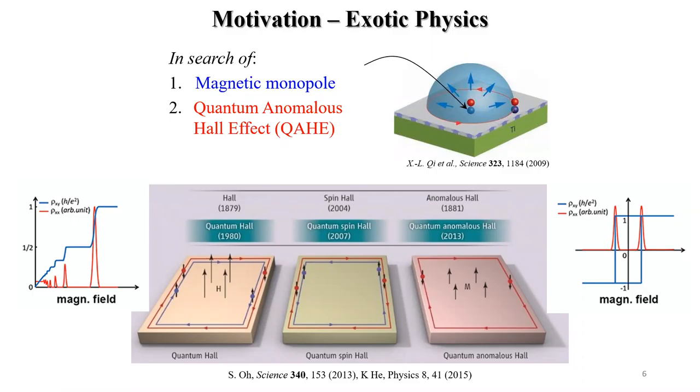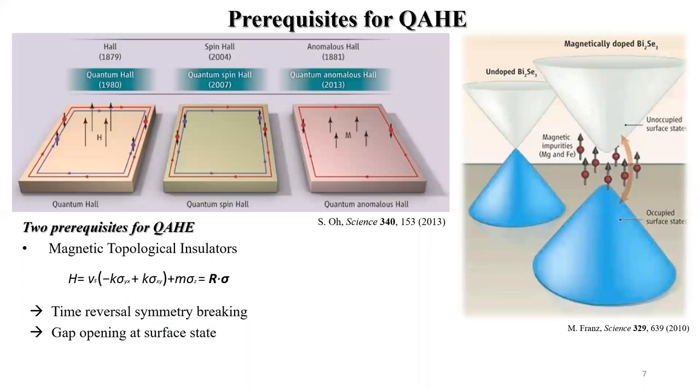Right now, as you can see here, what we expect is the Hall resistivity is equal to h over e squared in a system without an external magnetic field, but we utilize the magnetization of the system. This is the beauty of the quantum anomalous Hall effect. However, there are two prerequisites in order to realize the quantum anomalous Hall effect.